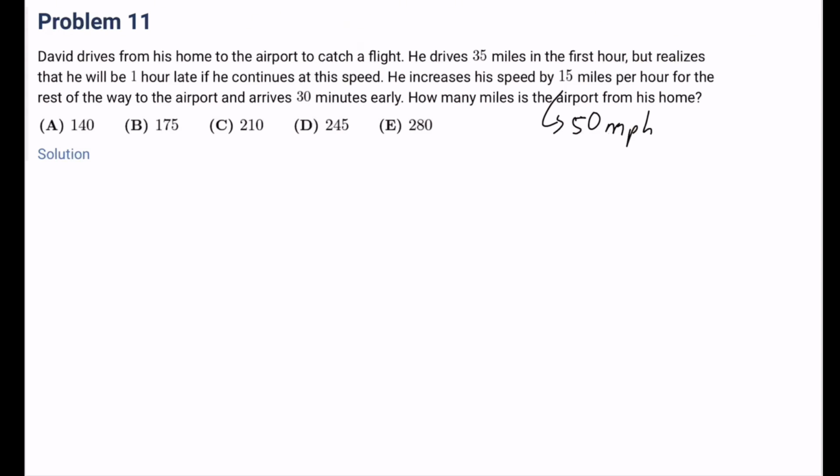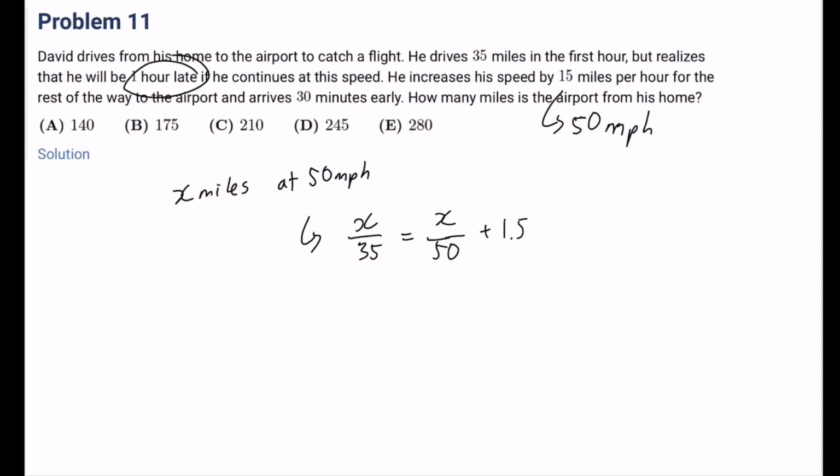So that basically means that if David drove X miles at 50 miles per hour, then we can say that X over 35, which will be the time taken if he had just kept on driving 35 miles per hour, is just going to be equal to X over 50, so his actual time, plus 1.5 hours. And that's because he would have been 1 hour late, but he became 30 minutes early. That means this is plus 1.5 hours, right?